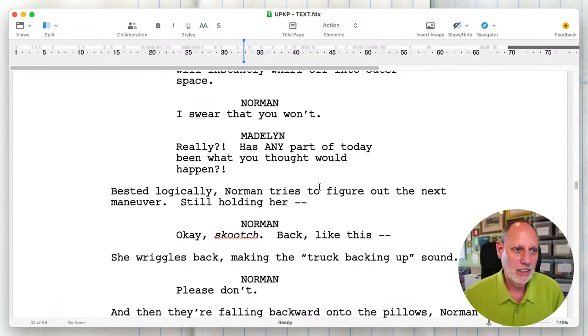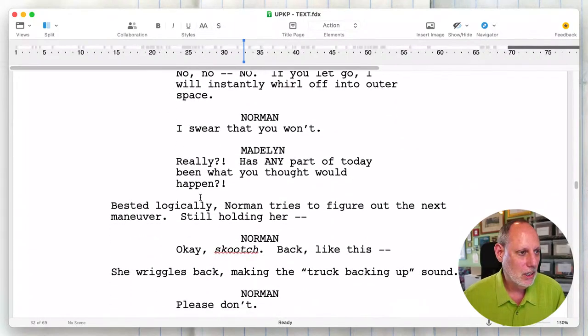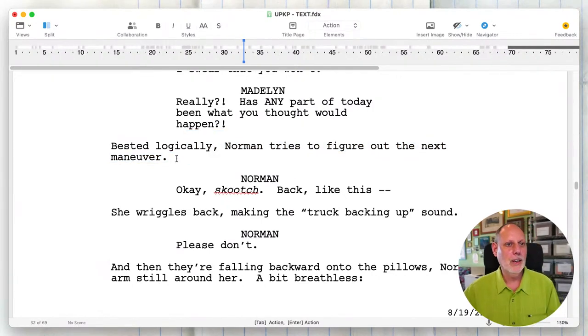Bested logically, Norman tries to figure out the next maneuver. Now, is that spelled right? Because, yeah, I guess it is. Still holding, I don't need to say. There we go.